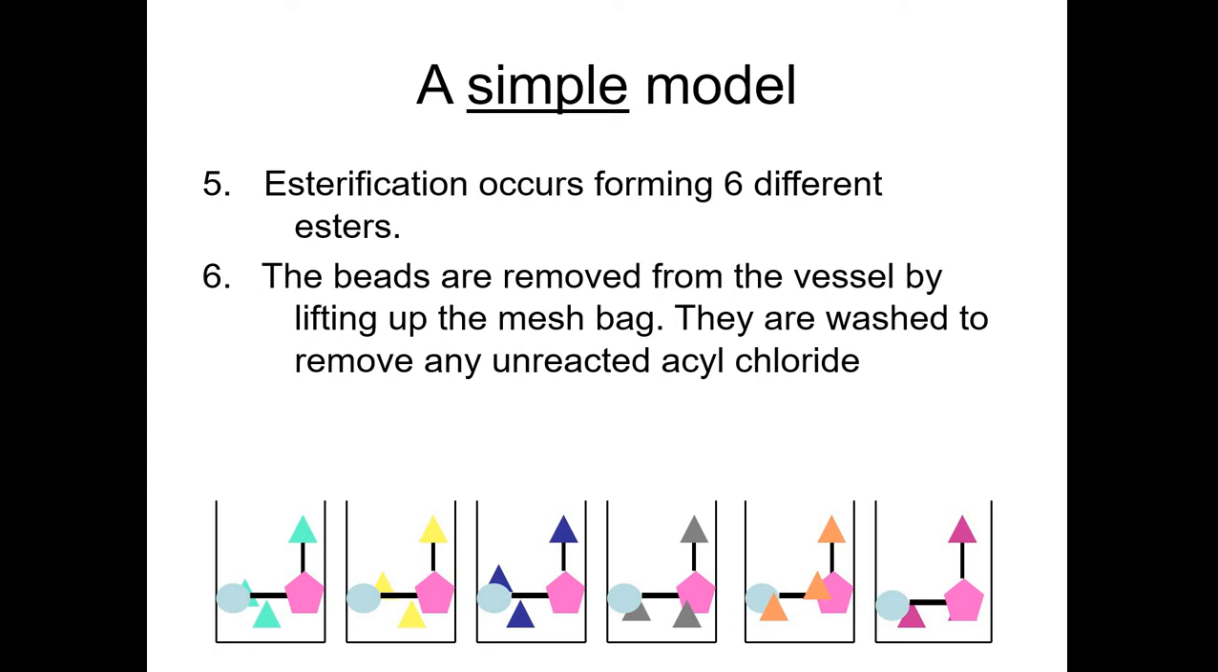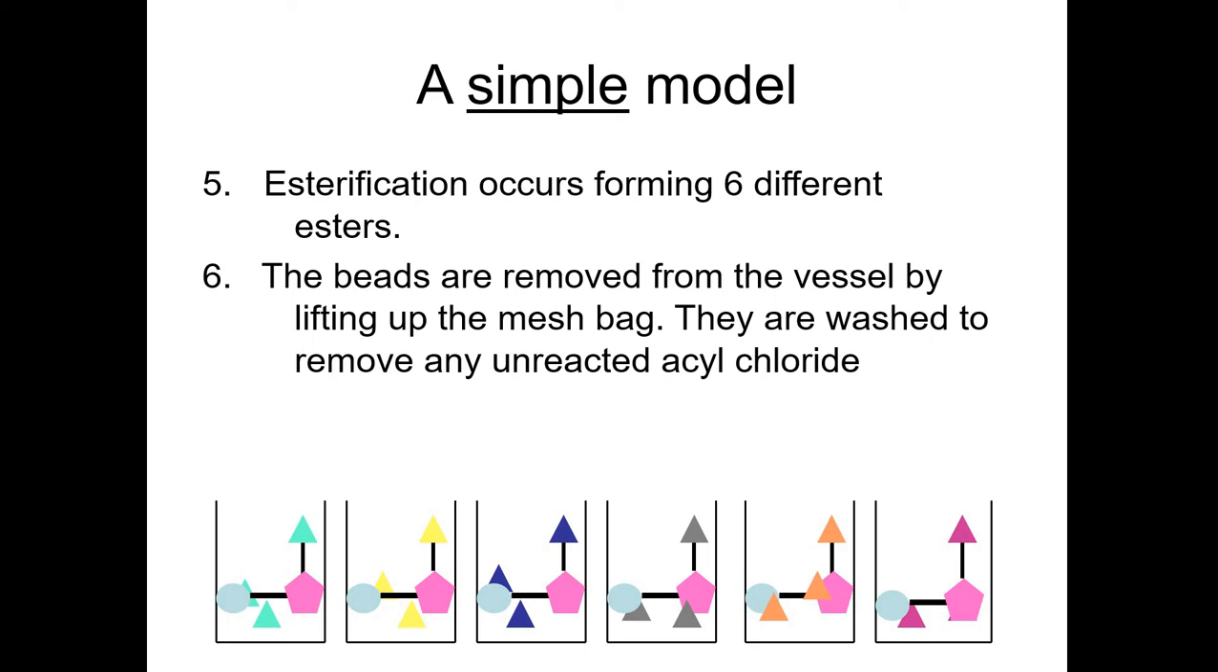Now there will be formation of 6 different types of esters within the same class. The beads are removed from the vessel by lifting up the mesh bag. They are washed to remove any unreacted acyl chloride, because we want the new product. Whatever is unreacted, we remove all of that.